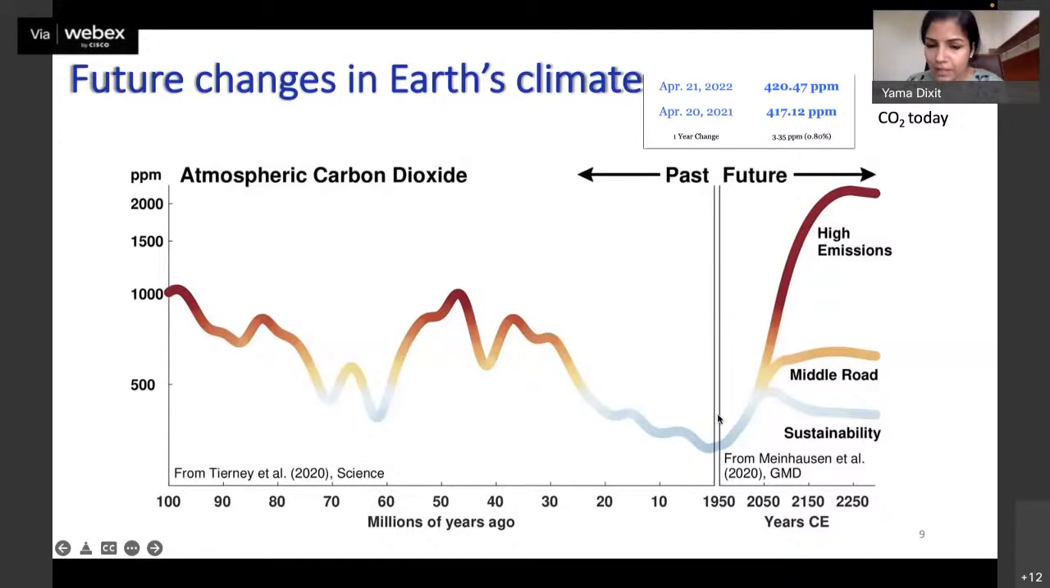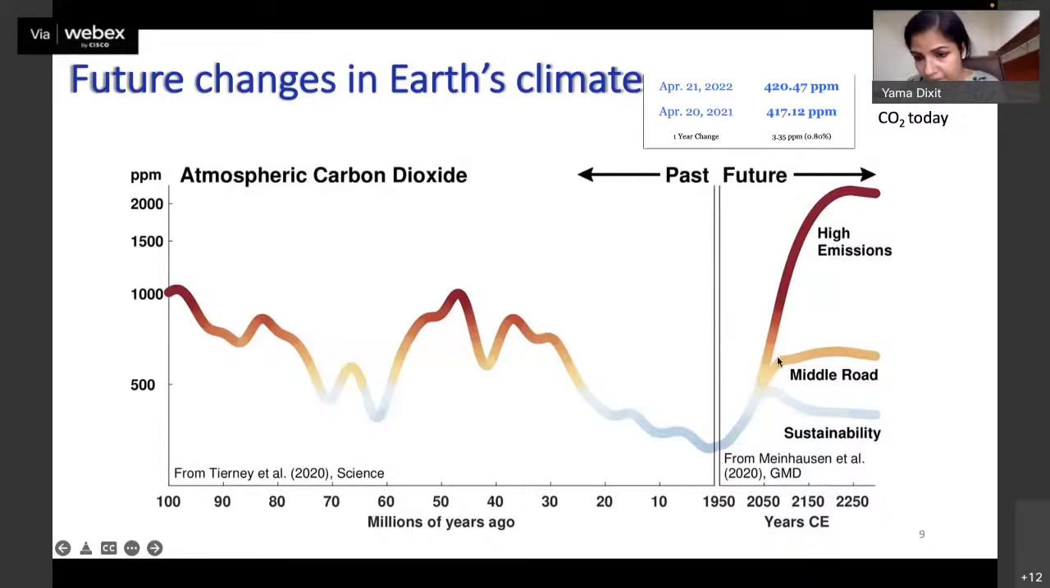We scientists use model simulations to understand, if the rate of emissions that we have right now continues, where will we go? By emissions, I mean the carbon dioxide emitted by fossil fuel burning and other sources. So we have the middle road. If we continue along the middle pathway, it will flatten out. The CO2 concentration will flatten out after a bit, but still will be definitely more than what it is today.